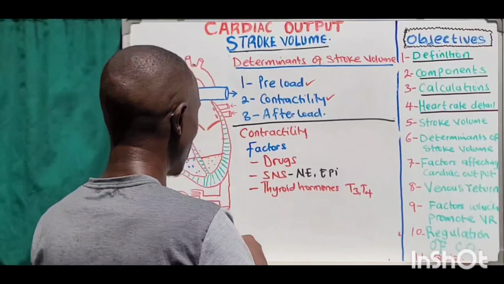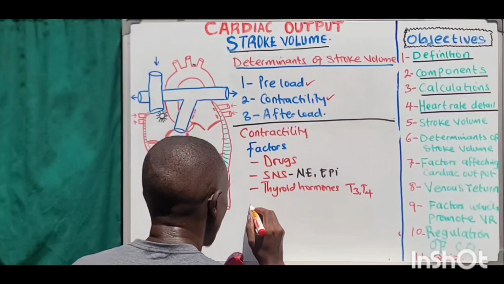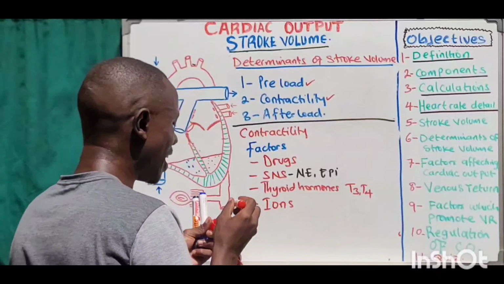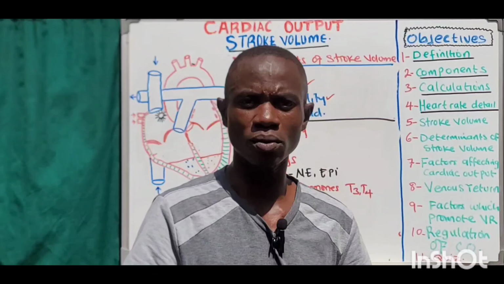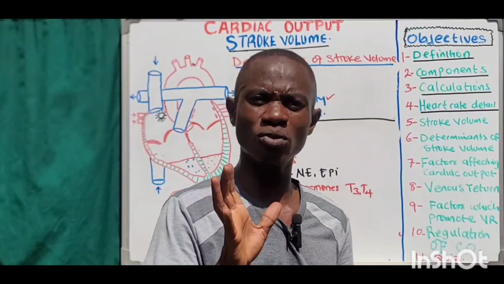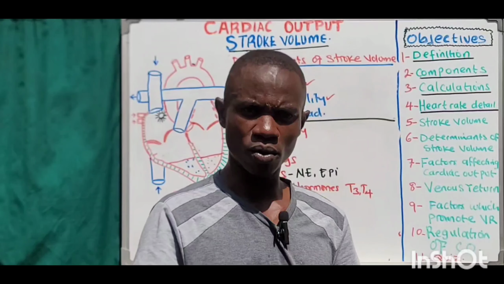So what else can affect contractility? We also have electrolytes, or ions. Ions can also affect contractility. You have ions which can significantly increase the force of contraction, and ions which can inhibit contraction.